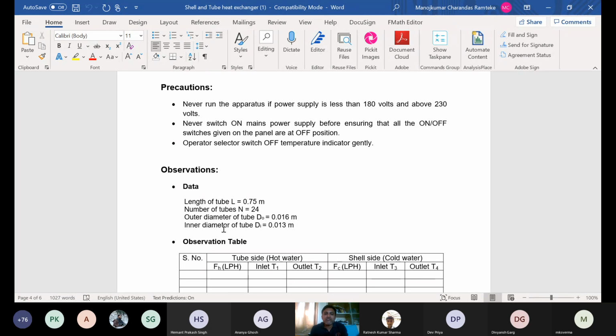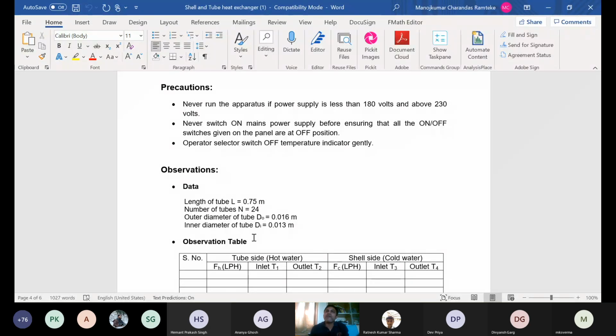You will use some correlations to find out U first. Then you will use that in these equations, and then you will find out the area. Based on the area, you will see how much space is available in your lab, and based on that, you will find out whether it should be 1-2 pass, or 2-4 pass, or 2-6 pass. So depending on how much floor area you have available in your lab, you can design your own heat exchanger which can fit into that space.